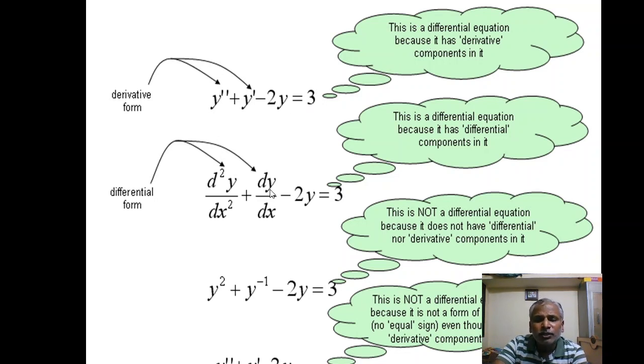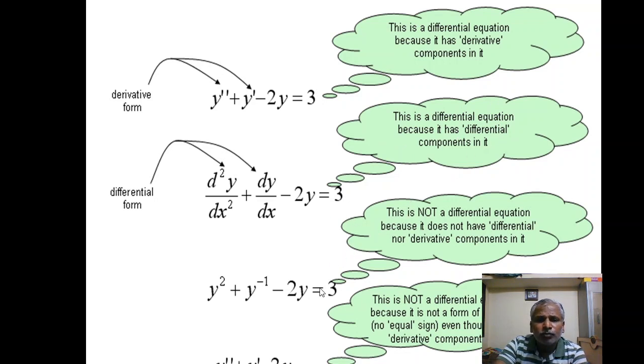Similarly, in the second equation there is the dependent variable y, the derivative dy by dx, and the second order derivative of y with respect to x. Again the first derivative and second derivative appear in this equation. Therefore this equation is called a differential equation.